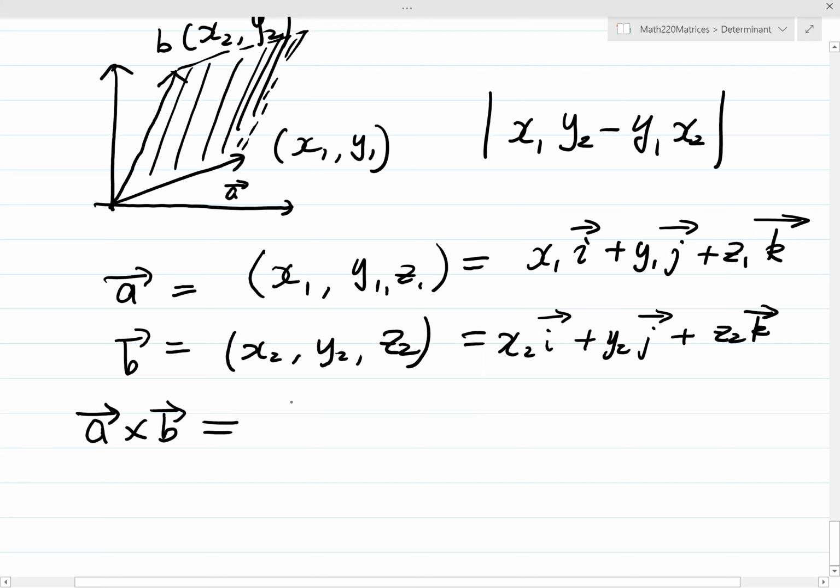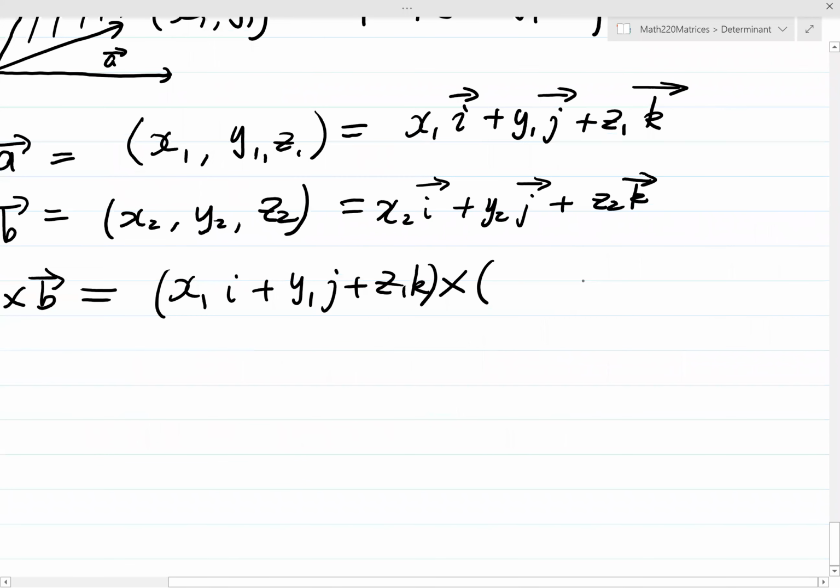So this will be x1 i plus y1 j plus z1 k cross product with x2 i plus y2 j plus z2 k. Now, if you distribute this cross product, the first term x1 i crossed with i, you get nothing. So you cross j, you get k.